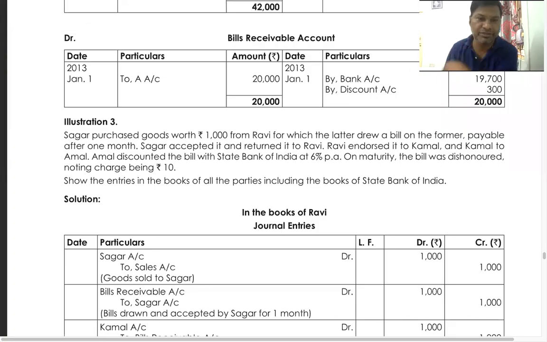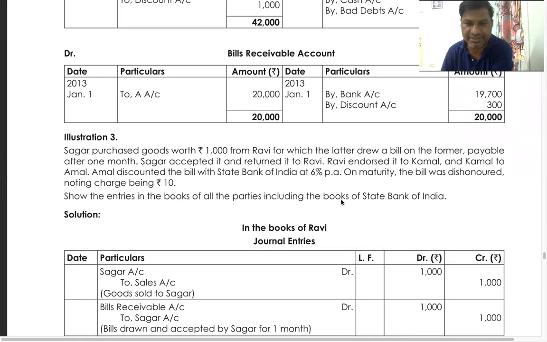Sagar purchased goods worth 1,000 from Ravi, for which the latter drew a bill on the former, payable after 1 month. Sagar accepted it and returned it to Ravi. Ravi endorsed it to Kamal and Kamal to Amal.